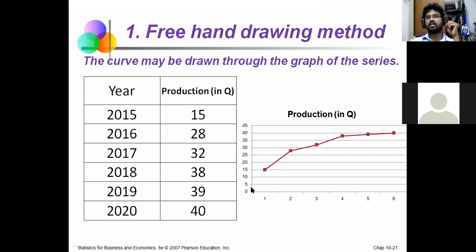There's 15, 28. See here, I have taken 0, 5, 10. So here the difference should be the same. The interval should be the same. See, in 2015, how much is the production? 15. See here, the point is here. In the second year, 2016, what is the production? 28. See, between 25 and 30, 28. In 2017, it is 32, then 33. And the fourth year, that is 2018, how much? 38. And in 2019, the production is 39. And 2020, the production is 40.